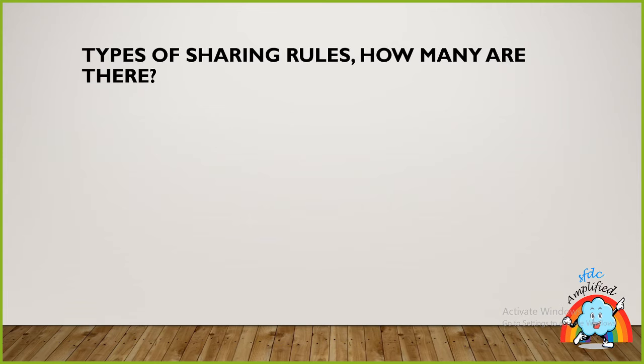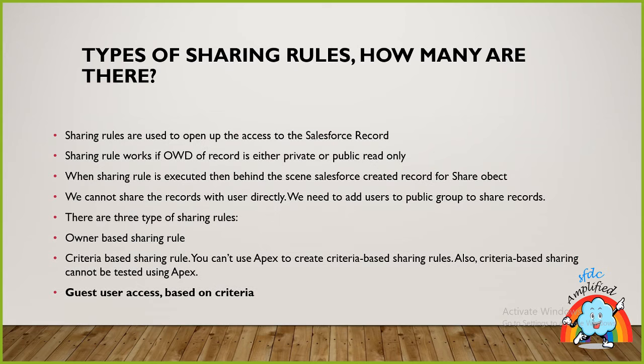Then what are the types of sharing rules and how many are there? Okay, sharing rules are of two types, criteria based and record based. Criteria based, where we can use the sharing rules using the criteria. If this is the criteria, then share the record. And the second one is according to the roles. If I have to share my records with a different role, I can also do that.